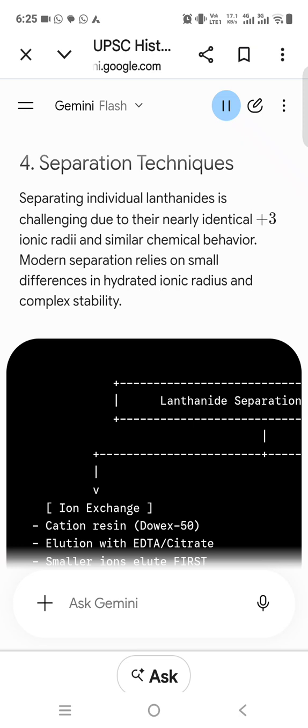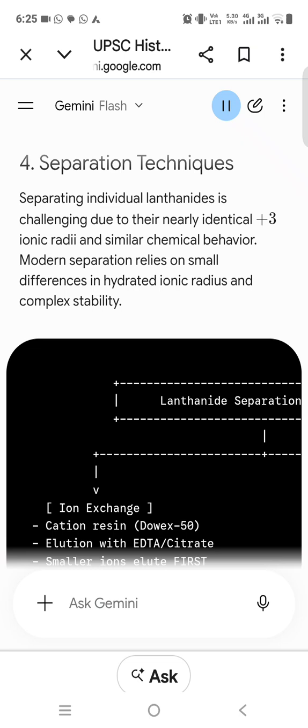Oxidation behavior: actinides exhibit a wider range of oxidation states, up to +7 in Np and Pu, compared to lanthanides. Why? The energy gap between 5f, 6d, and 7s orbitals is significantly smaller than that between 4f, 5d, and 6s, allowing 5f electrons to participate readily in bonding. 2. Lanthanide and actinide contraction.